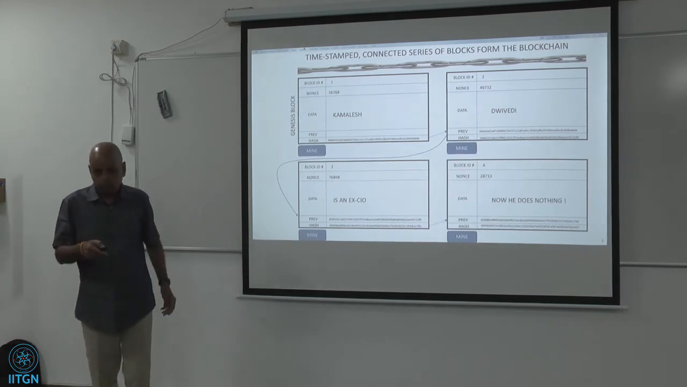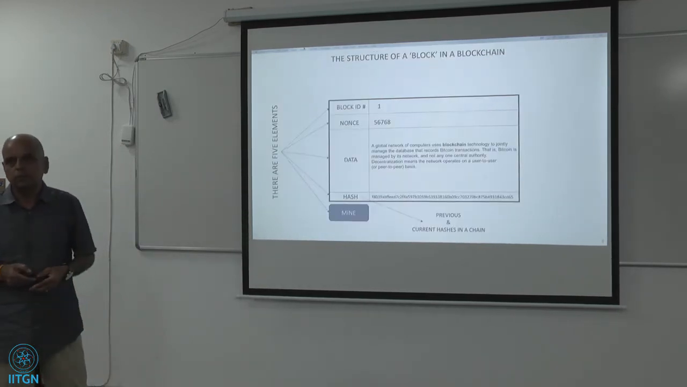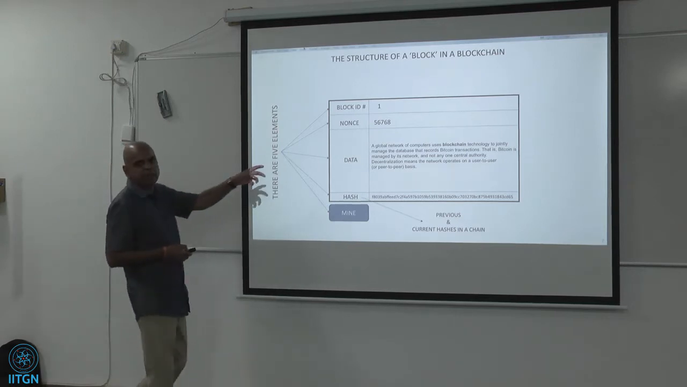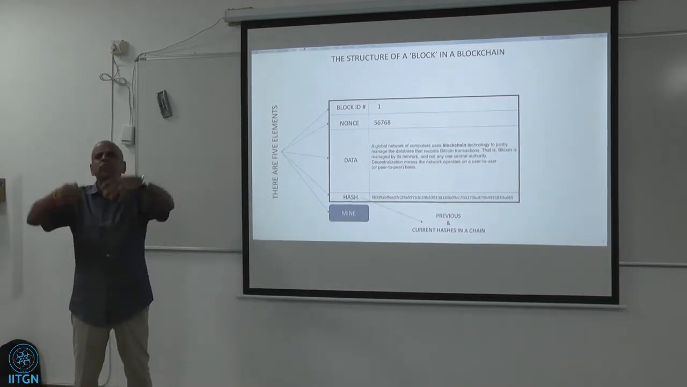So if there are some blockchain platforms which execute contracts, all the data of the contract would be in the data part? Correct. The data is not only numbers, data is like information.